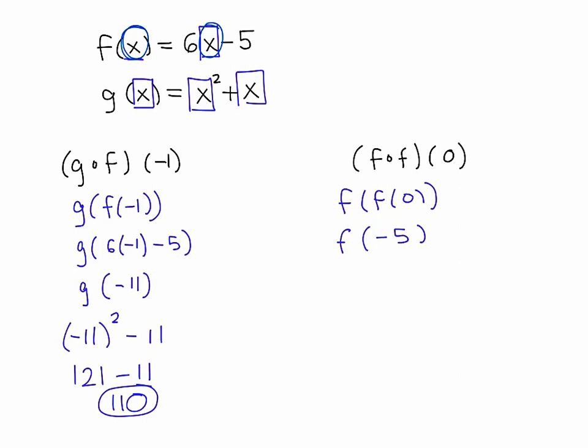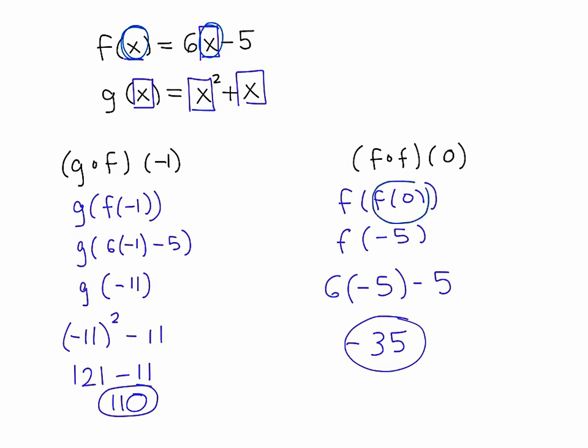So for all x values, we're going to replace that with negative 5. So you have 6 times negative 5 minus 5. That's negative 30 minus 5, so that's negative 35. Just a quick note, when I'm writing f of 0 as a negative 5, that means f of 0 is equal to negative 5.